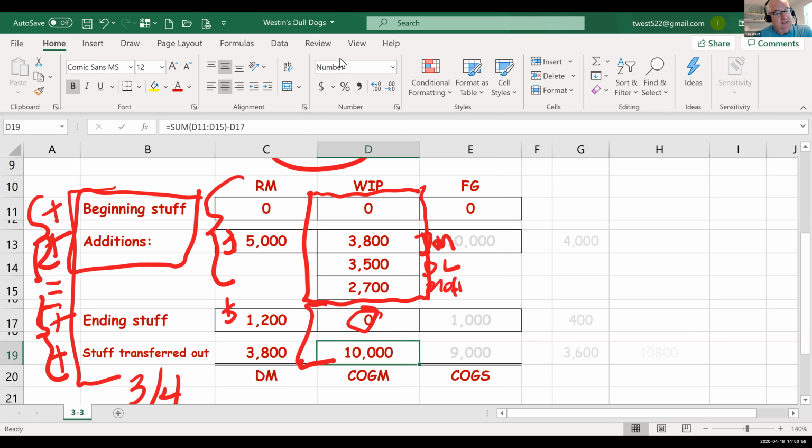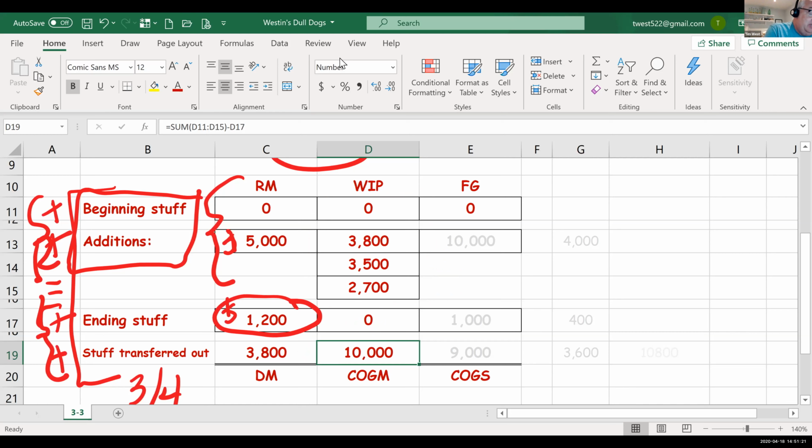There's no effect because of inventory. There's no effect because of inventory. But you can see over here, though, in raw materials, there was an inventory effect, right? Because here we had some left over, so we had a difference between what we purchased and what we used.